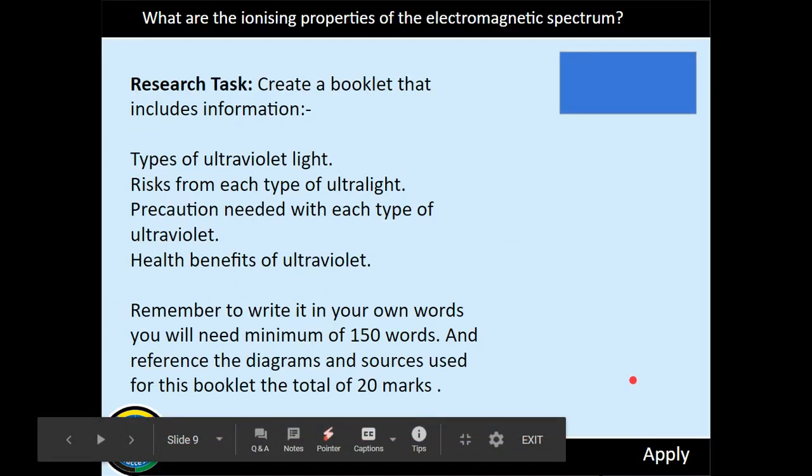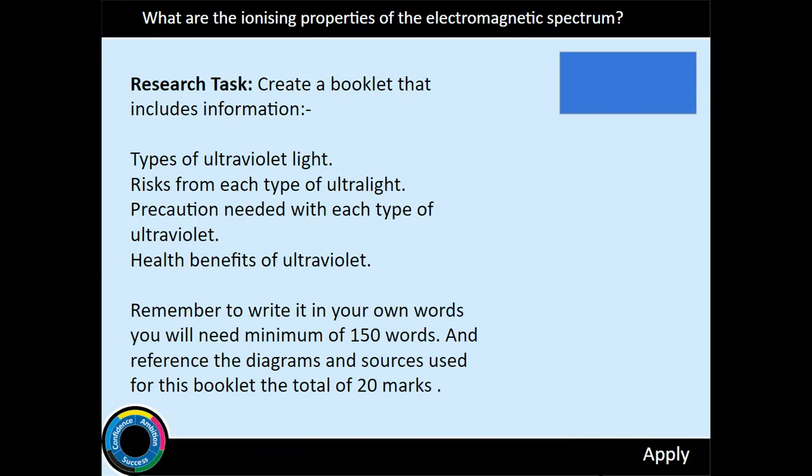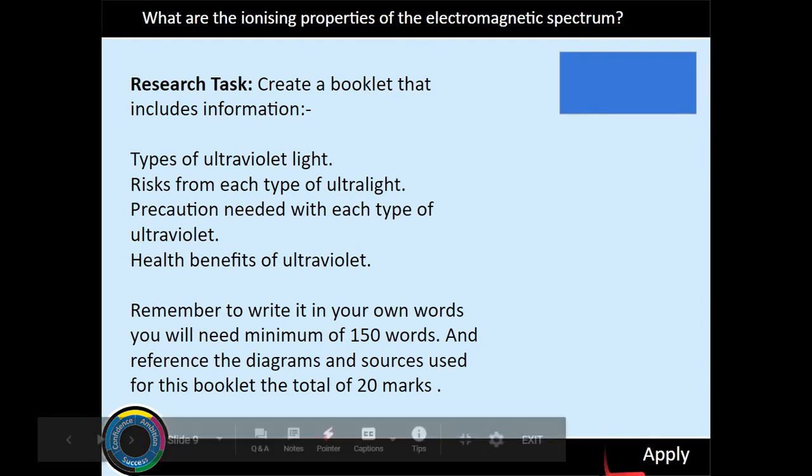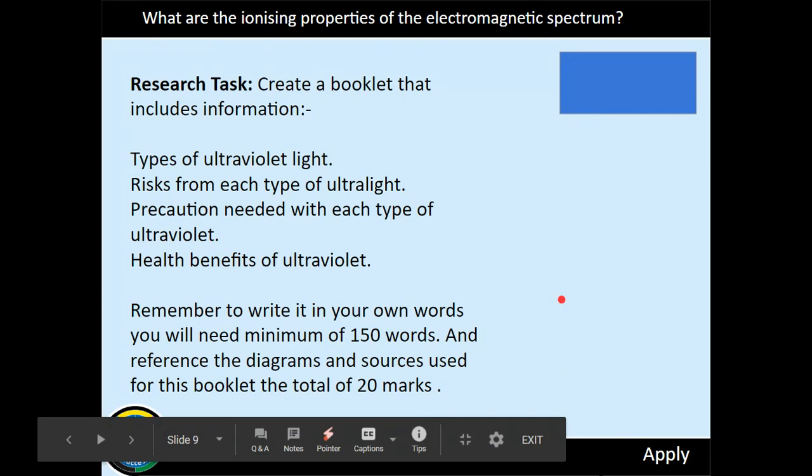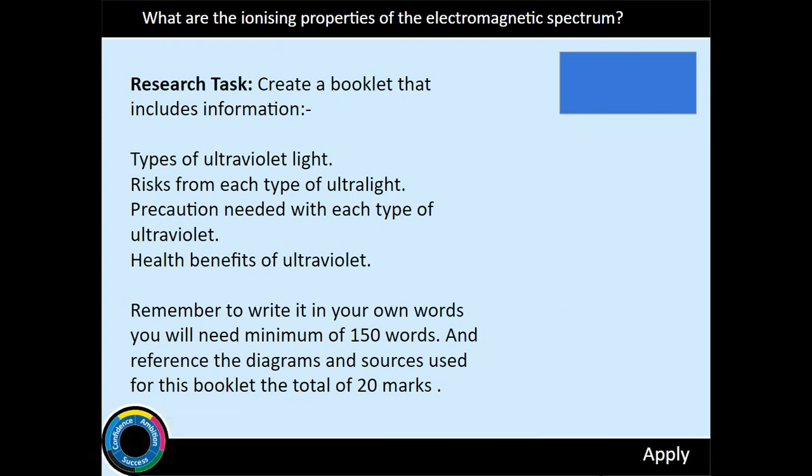What you need to do now is create a booklet with information about the types of ultraviolet light, risks from each type, precautions needed for each type, and health benefits from it. Remember to write in your own words. Please don't copy and paste. You'll need a minimum of 150 words and to reference the diagrams and sources used for this booklet. The total is 20 marks, and 10 of these marks will be for the referencing carried out. You will lose marks if there is any cut and paste, because we can check that now.